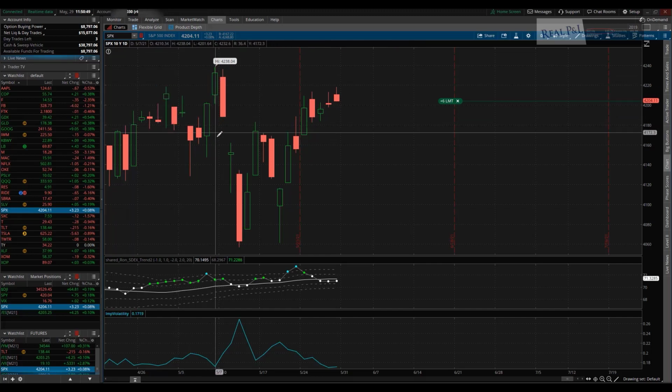So it was a little choppy, but because of where it ended, I'm going to call this a sideways market. I don't see a lot of sideways markets. We haven't seen one for a while, but that is the type of market that we've seen. Let's see what volatility has done.